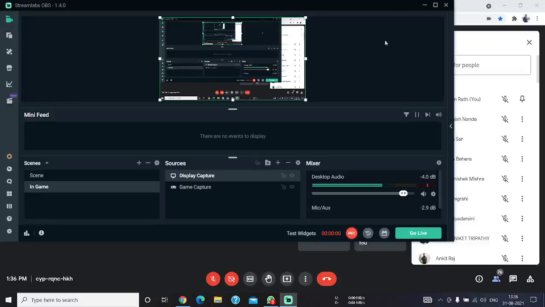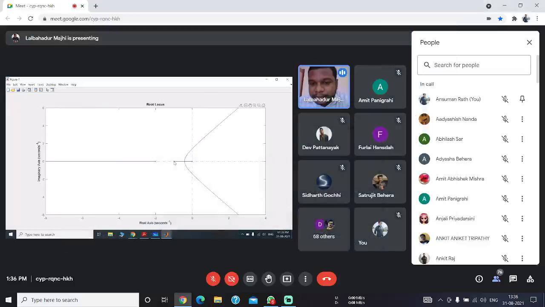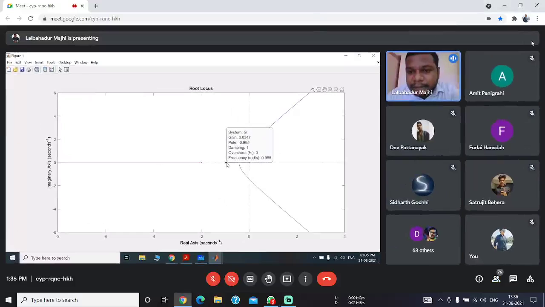Increasing the value of gain k. Suppose from this one minus 1, you see the value of gain is increasing. As we increase the value of gain k, we can see there is also a change in the location of poles. You can see the poles are also changing as we go on increasing the system gain k.